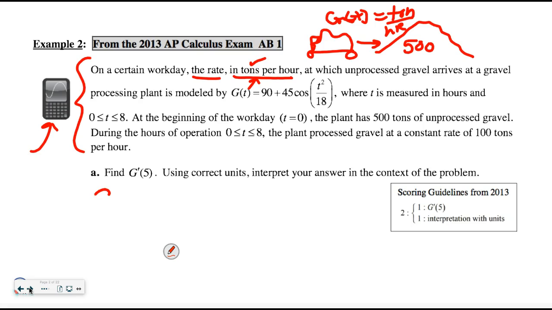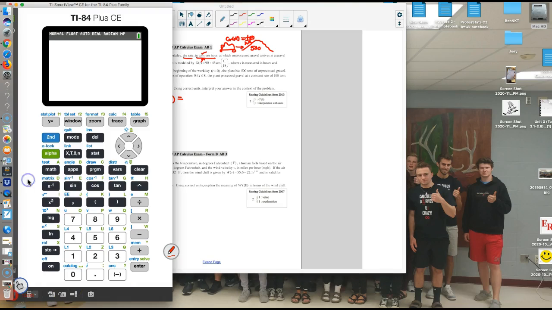When it says find G prime of 5, they just do want you to take the derivative of this. Really, it's the second derivative contextually because we already had a rate, right? You can go to your calculator though because this was calculator active. Do you guys remember what button to hit? It's been a while. All right, so I'm going to go to my calculator and I'll show you, remind you where that is. So it's math 8, takes numerical derivatives.